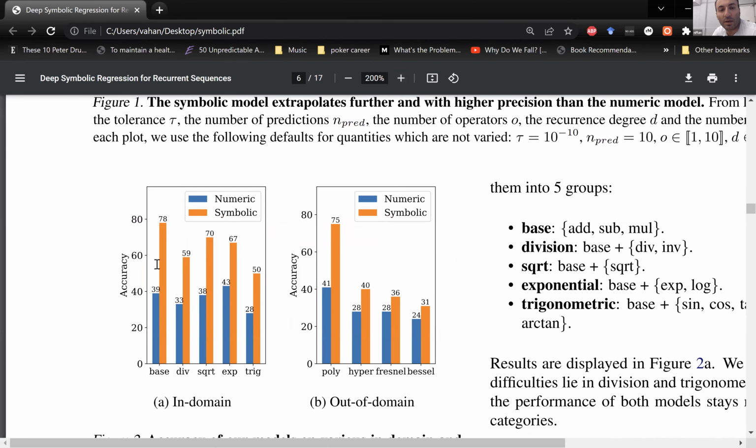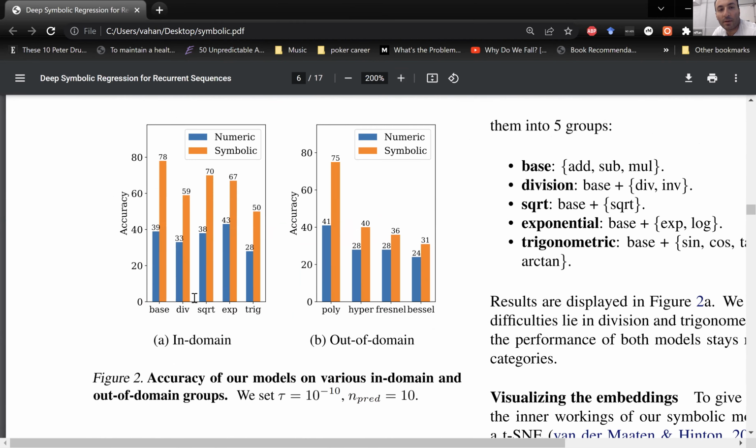So first, we look at the left one, which is the in domain. Basically, they want to study which sort of operators are easier or harder to learn. As you can see, things like the trigonometry is hard because it's just complicated. Division is also hard, surprisingly. And as always, the symbolic method that we used here is so much more accurate. This is actually very encouraging.